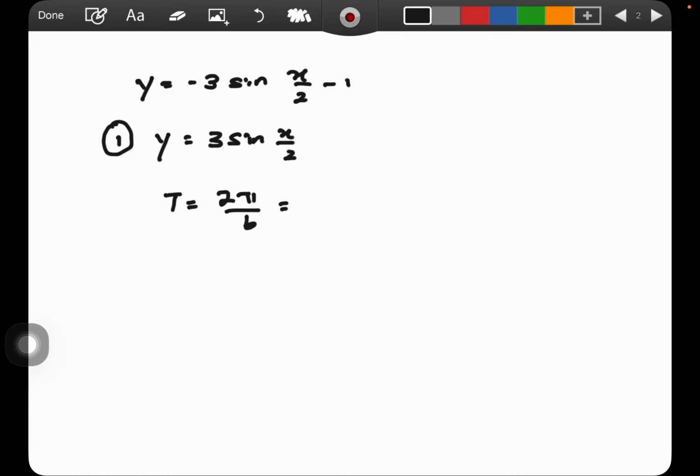So b here, you have to be very careful. b is the number in front of x. So if you see there is 1 in front, so it is 1 over 2. So I divide by 1 over 2, and you're going to get 4 pi. Okay, so that is our period.